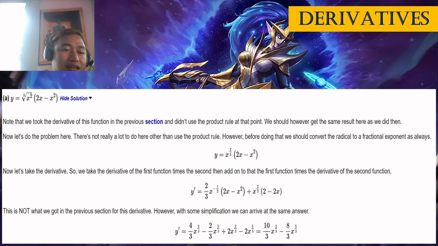Now, next. So, karon class kay product rule gihapon pero na siya rational exponents. So, dara, cube root of x squared times 2x minus x squared. So, dara, rewrite lang natin ni class kining cube root of x squared. So, this is x to the 2/3 and then 2x minus x squared.